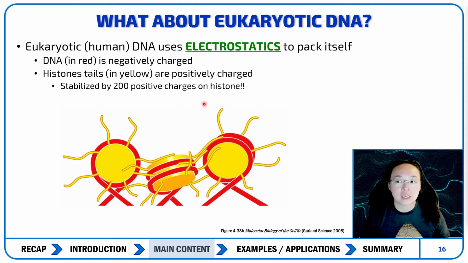So how does the DNA wrap around a histone? Both the DNA and the histones are almost all neutral. So even though there is a negative and a positive charge, if you take a look at the whole thing, they're primarily neutral.